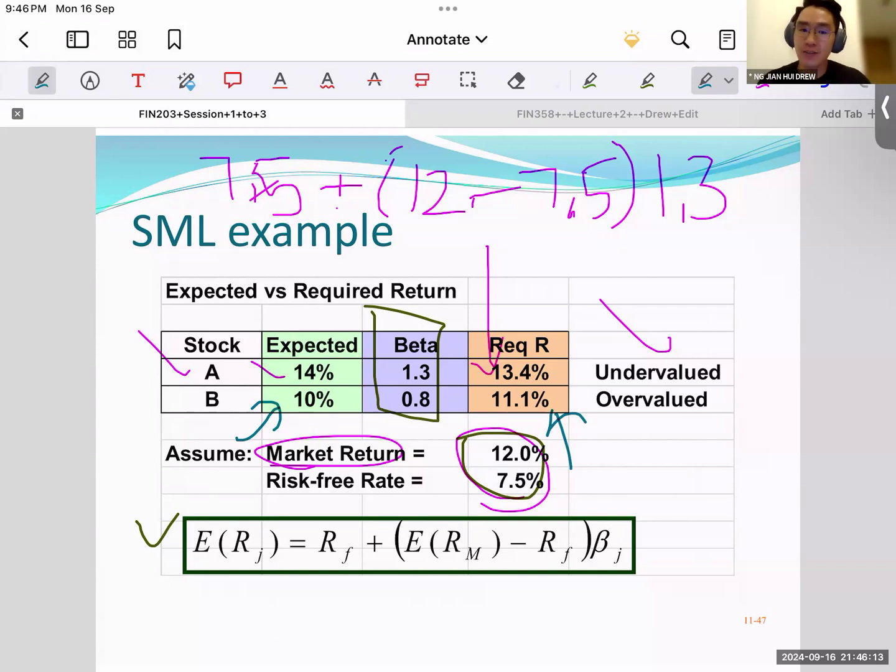Any questions? I'll pause here for a short while. So I hope you can see why this CAPM model is important. The CAPM model helps you calculate the return you're supposed to get, and from there you can determine whether your stock is undervalued or overvalued. We always want to buy something that's undervalued, which means good, and not overvalued. Yeah, I'll wait. You have a question?